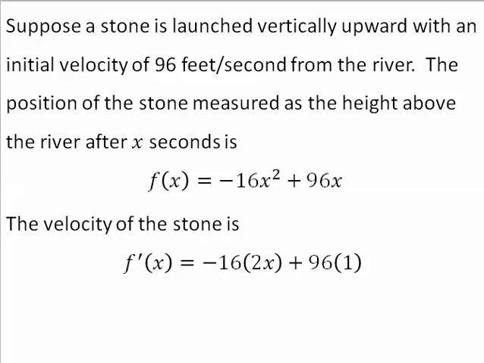First, I pulled out the coefficient, so I used my coefficient rule. I also used the rule that the derivative of the sum is the sum of the derivatives. Then I said the derivative of x squared is equal to 2x, and the derivative of x is equal to 1. When the dust settles, I get negative 32x plus 96, and my units are feet per second. So this velocity function tells me the velocity of the stone at x seconds.